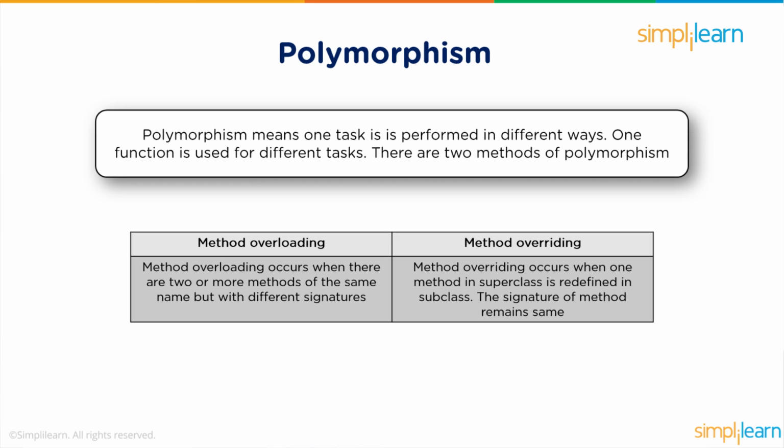Method overloading occurs when there are 2 or more methods of the same name but with different signatures. Method overriding occurs when a method in a superclass is redefined in a subclass. The signature of the method remains the same. Let's see examples of both of them.